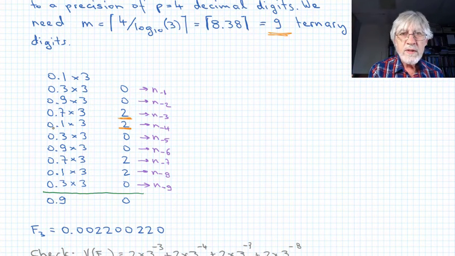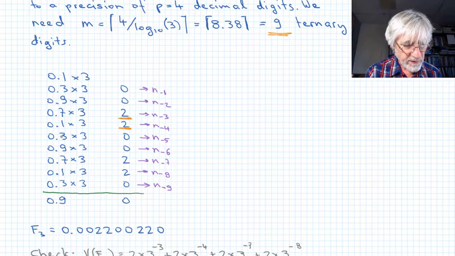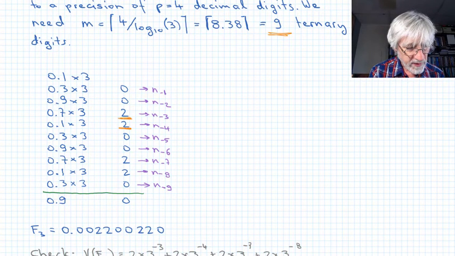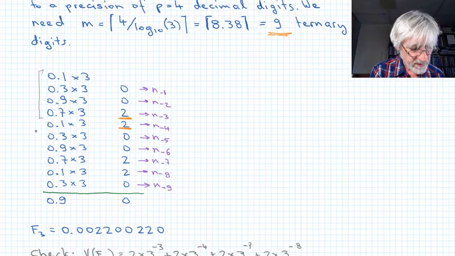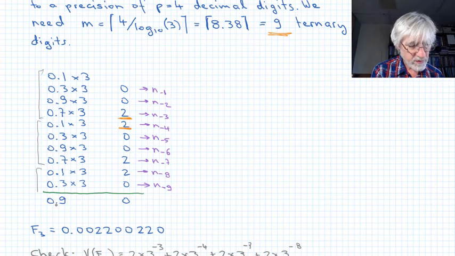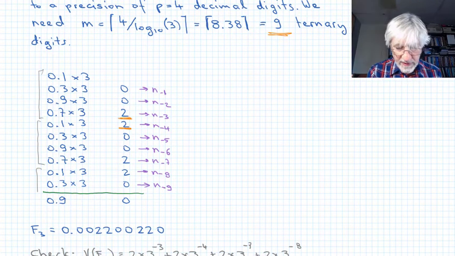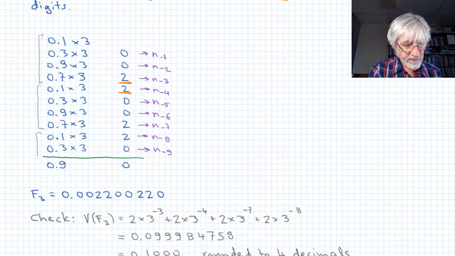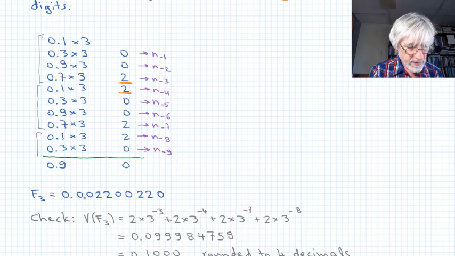And the 0.1 continues, times 3 is 0.3. And then again, so that there is an integer part of 0, which is n minus 5, and then we multiply by 3 again, and so forth. And again, we see that this whole thing is periodic here. So we have 0.1, 0.3, 0.9, 0.7. So that's this thing here, and then 0.1, 0.3, 0.9, 0.7, and so forth. And we find that the ternary representation of 0.1 in decimal is equal to 0.00220022, and then there is a 0 at the end.